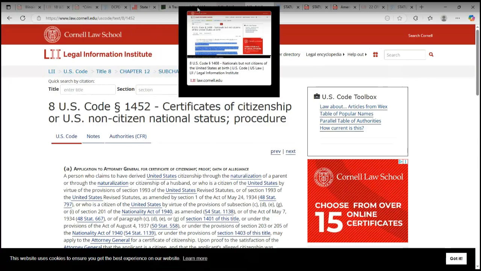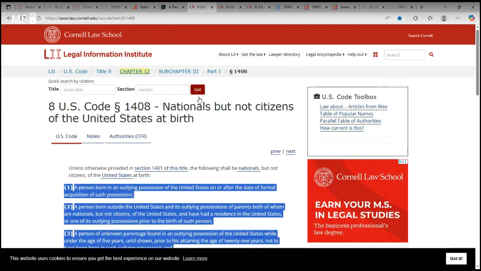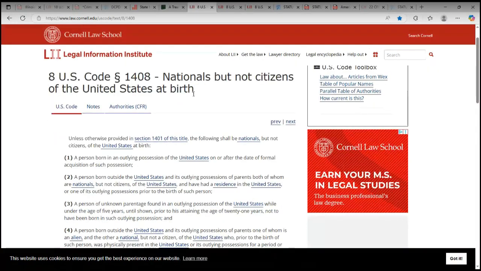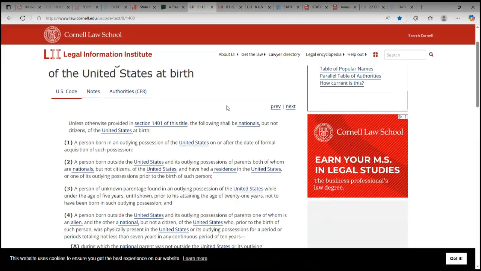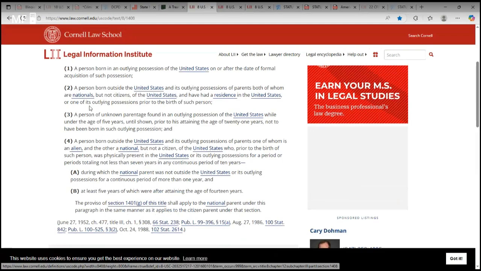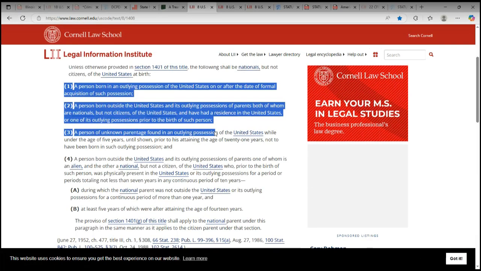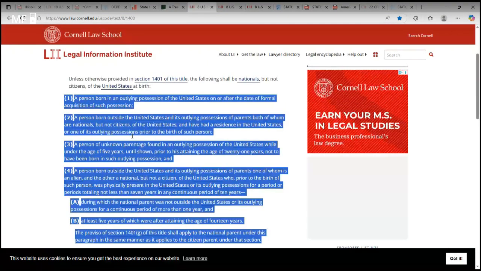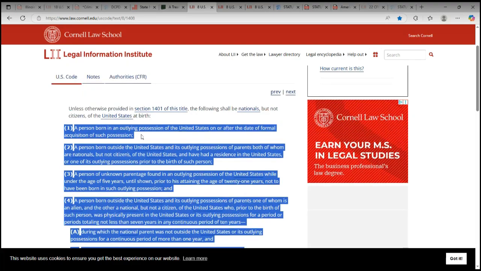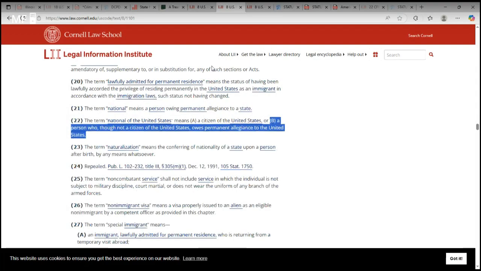Section 1408 of Chapter 12 of Title 8 is called "Nationals, but not citizens, of the United States at birth." It says, unless otherwise provided in Section 1401 of this title, the following shall be nationals, comma, but not citizens, comma, of the United States. That means this right here is the substance, not what something is called. So if you are one of these things right here, under these provisions, then absolutely you have every right to go file for one of these certificates.